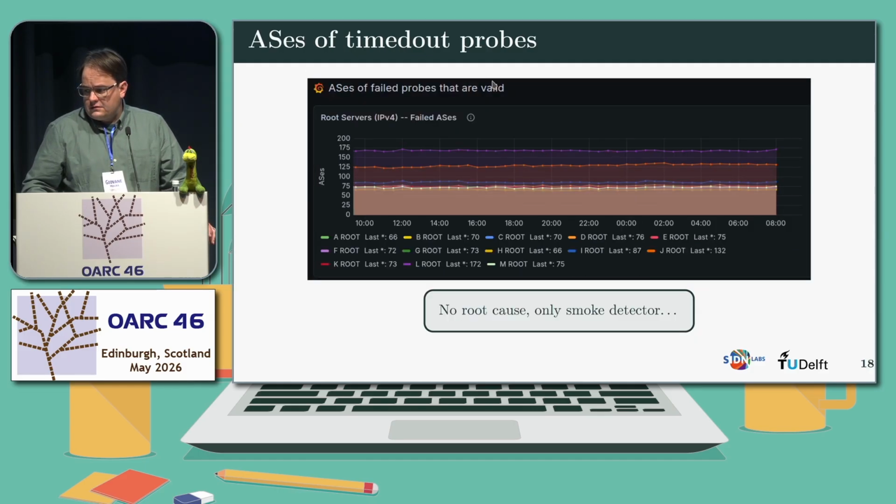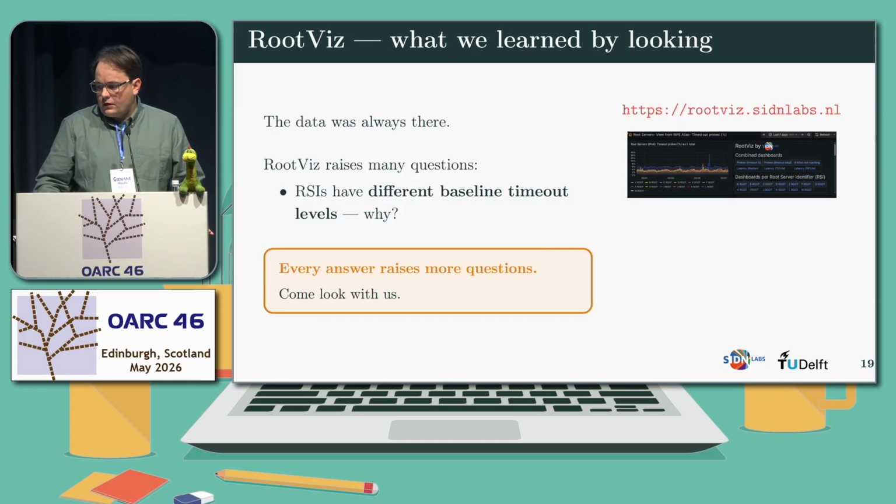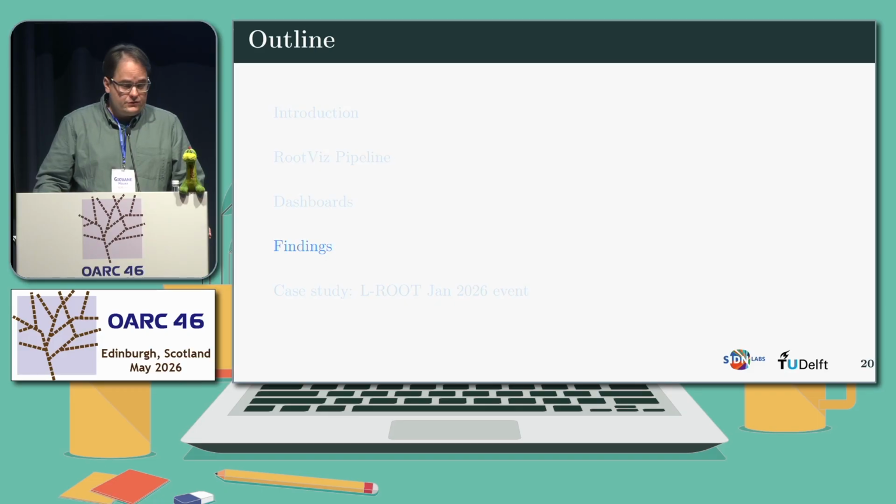We can also see the number of autonomous systems that time out per root server letter every half an hour. So they're different, and I don't know why. That's one of the things RootViz does: it makes you question what you're seeing, and we need more research. It's a bit like a smoke detector. We don't know why, but we know something's going on. So what do we learn by just eyeballing this graph? The data was already there, but it raises way more questions: what's going on? Why does this happen? Let me see what else we found here.